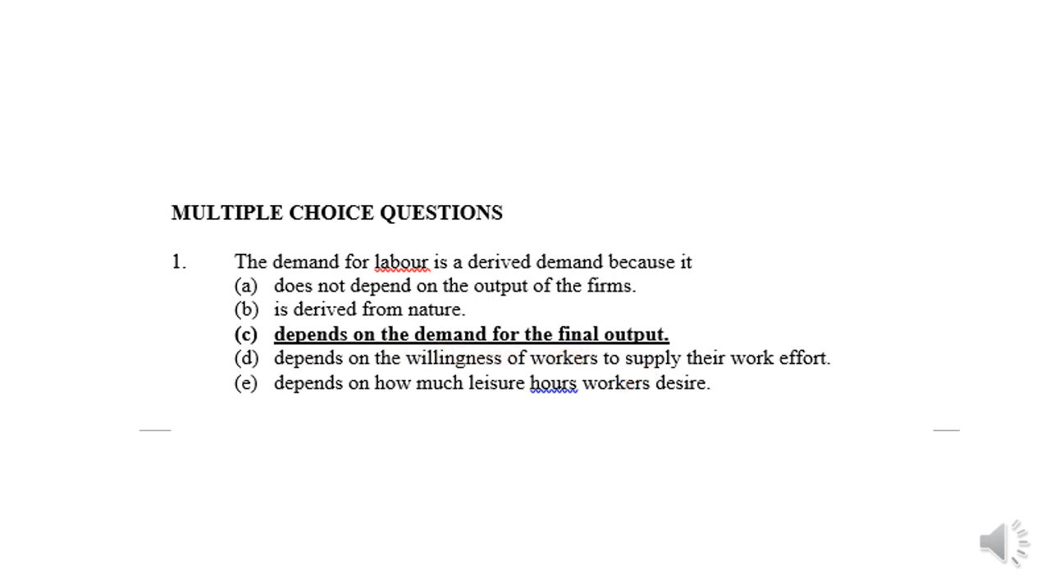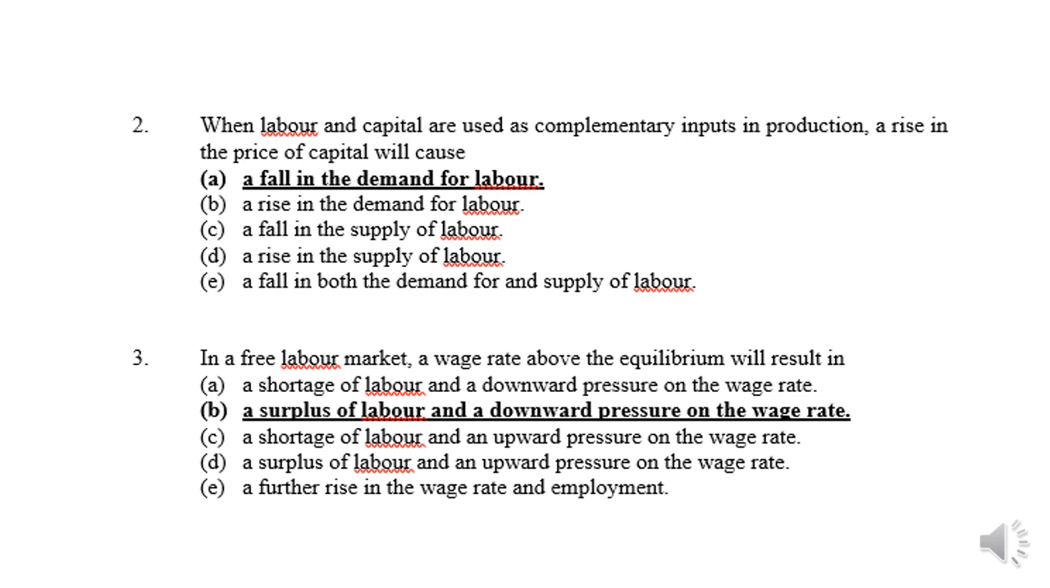Okay, the next two questions. Question 2. When labor and capital are used as complementary inputs, complementary means used together, a rise in the price of capital, what will happen? Now, when capital becomes more expensive, companies will of course not use so much capital. Because labor is complementary to capital, when firms don't use so much capital because it's expensive, they will not use as much labor also. So the answer is a fall in the demand for labor.